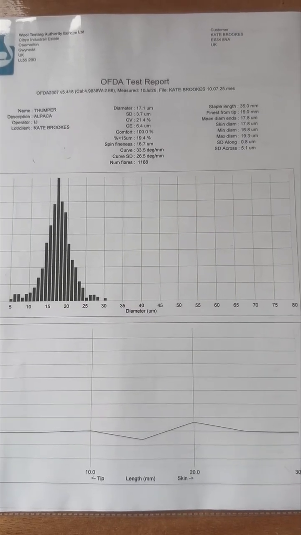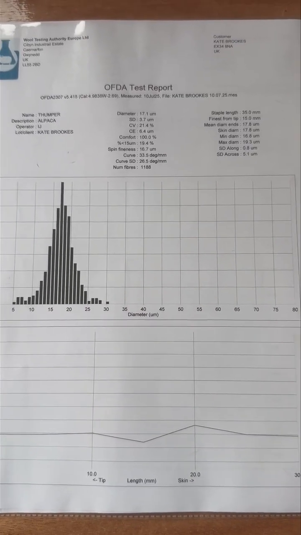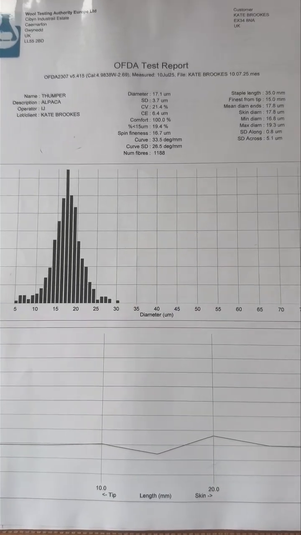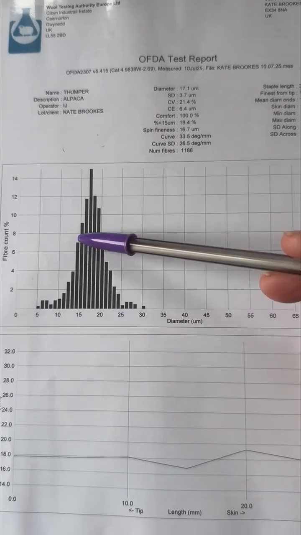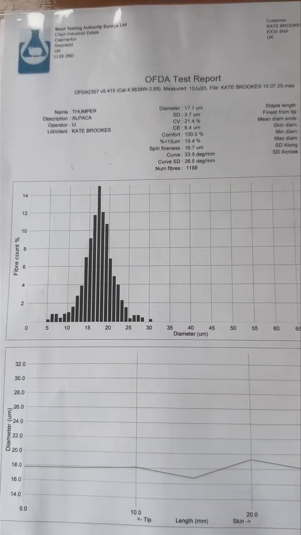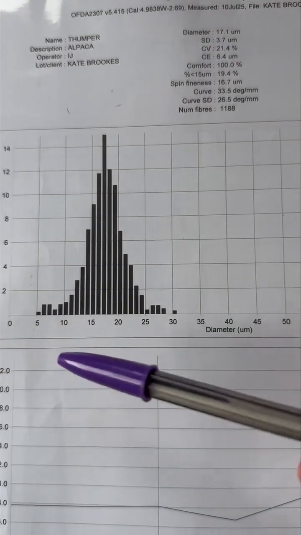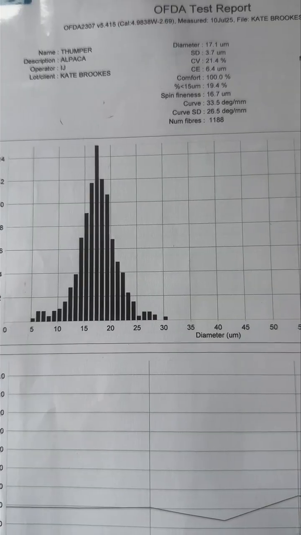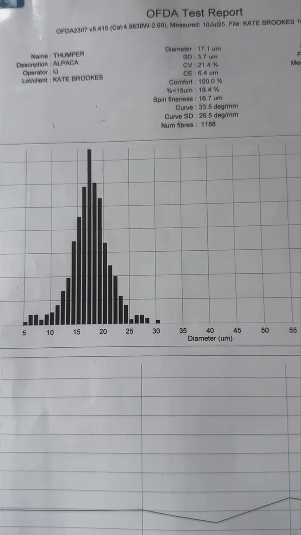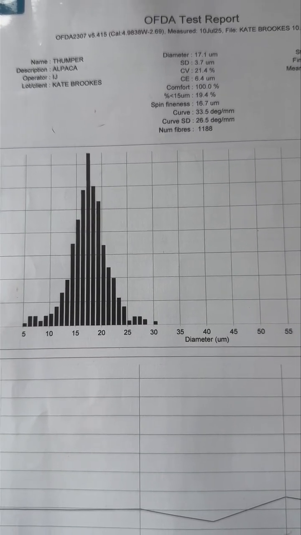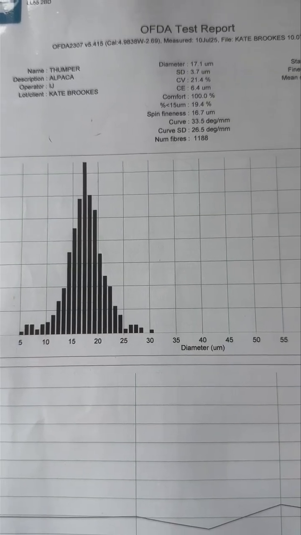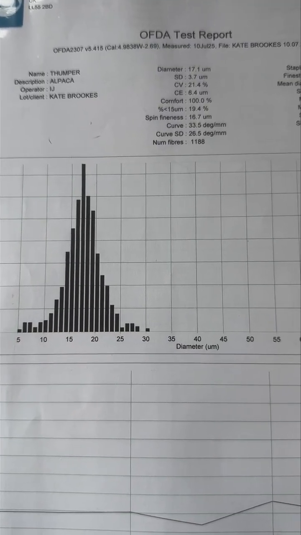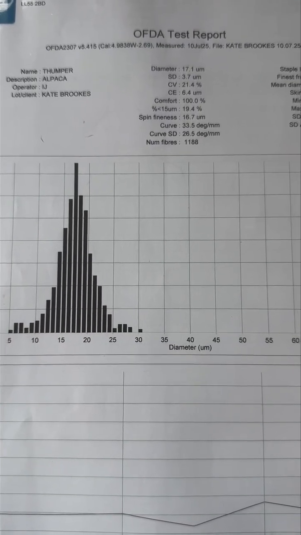Now here we have Thumper's printout, because it was Thumper you saw us taking the sample from, and let me try and explain what it means. So the first thing I look for is a very pointy profile, and I want it to be over towards the left because that shows that it's not too coarse. Now any fibres above 30 microns are scratchy, so we really don't want to see them, definitely not in a cria, as the fibre gets coarser as the alpaca gets older usually anyway.